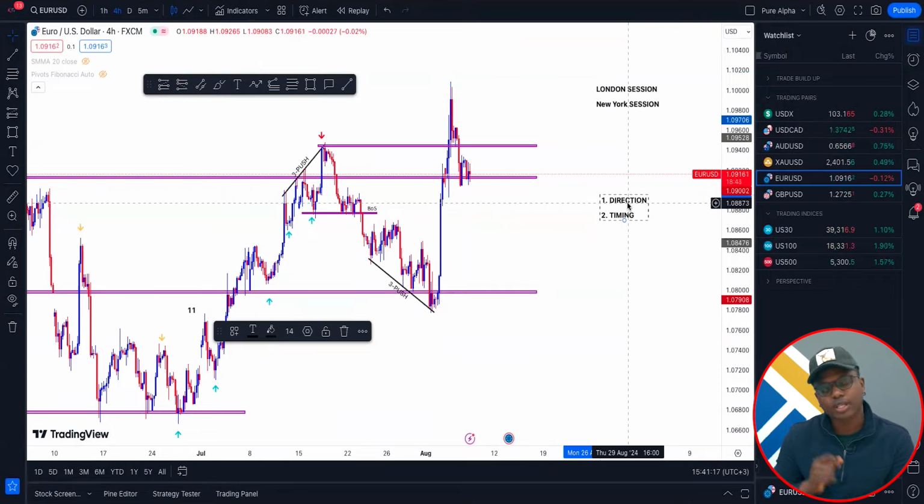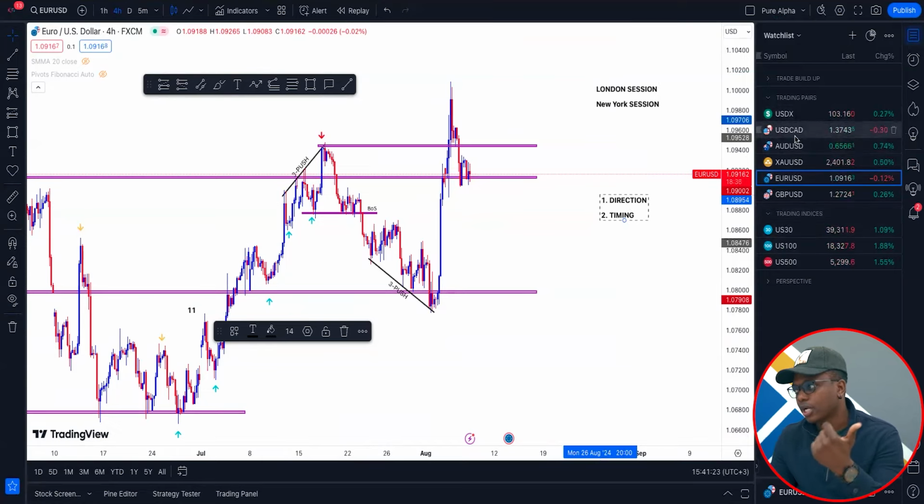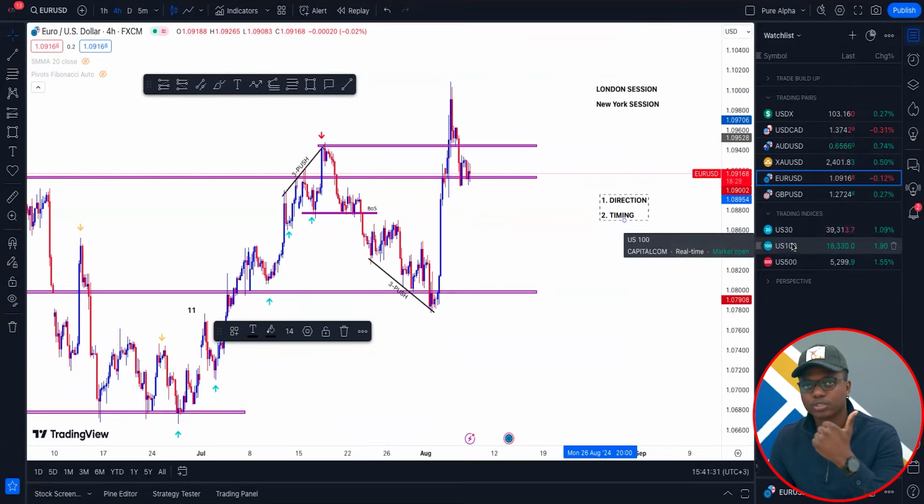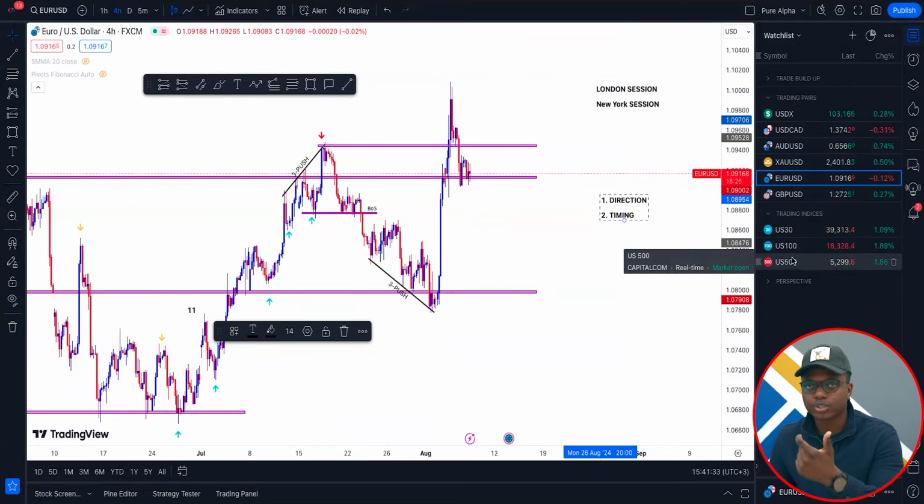What are the pairs I'm trading? That's the same thing you want to look at. All the pairs that I trade are USD CAD, Aussie dollar, gold, Euro USD, GBP USD. Then I trade three indices: the US 30, which is the Dow Jones, US 100, which is the Nasdaq 100, and the US 500, which is the S&P 500, okay? All those have one thing in correlation, the US dollar. All of them have one thing in correlation, the US dollar.